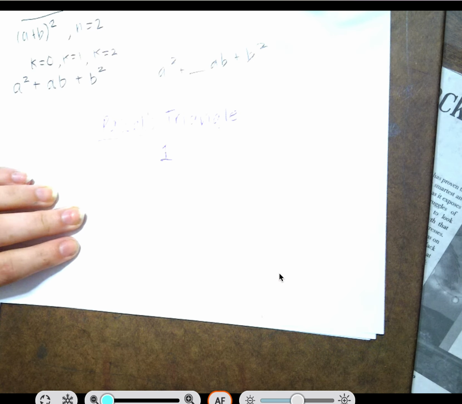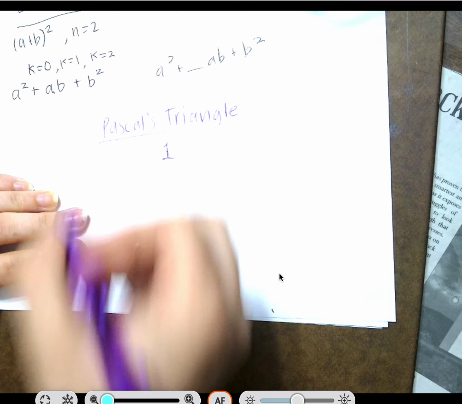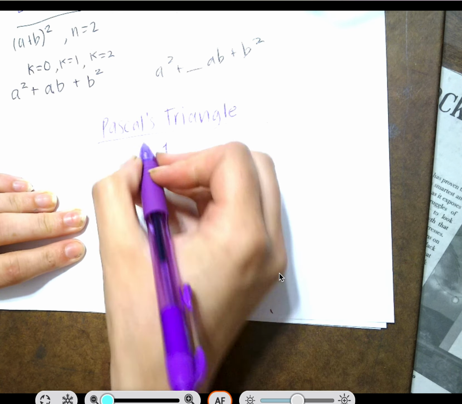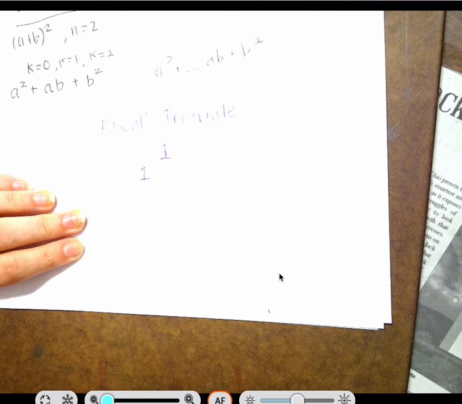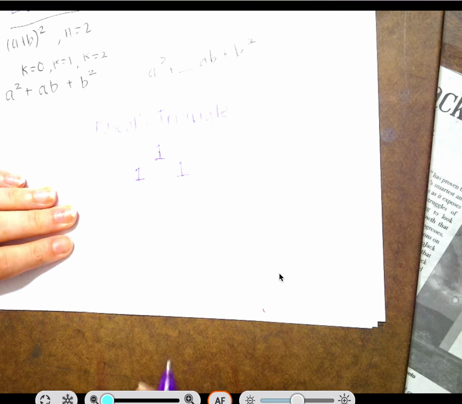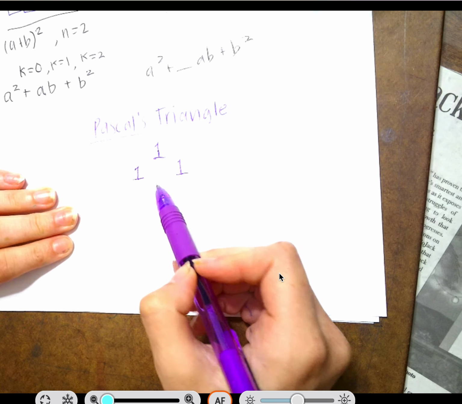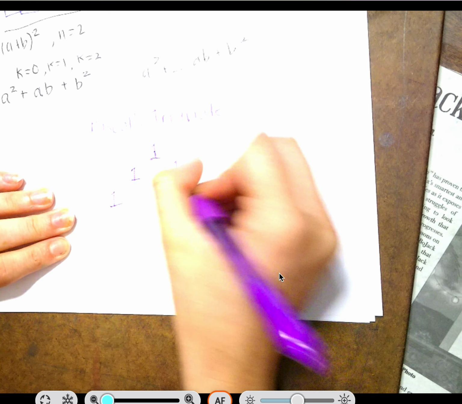Well, it's a triangle, so the second line ought to be larger than the first. Yeah, it is, but there's always 1s on the outside, so bring down your 1s. Now, there's nothing to add to 1, so there's nothing in the middle here. Let's go ahead and bring down our 1s once again.